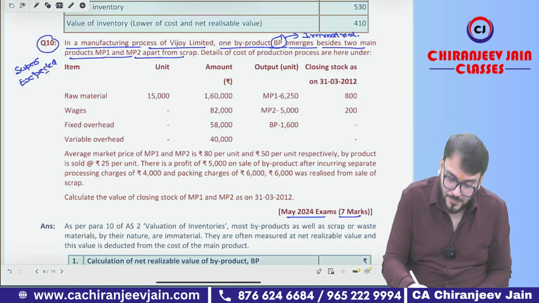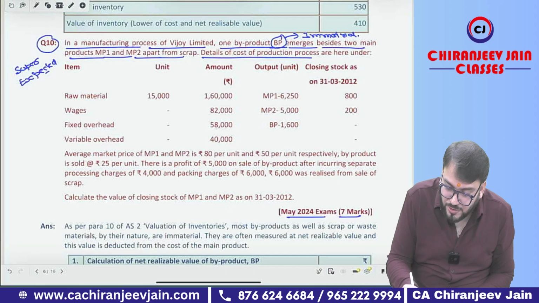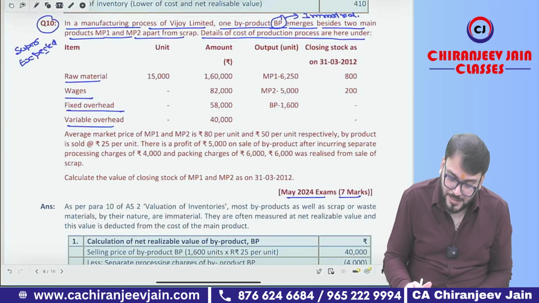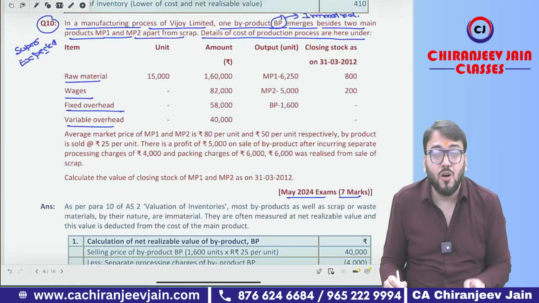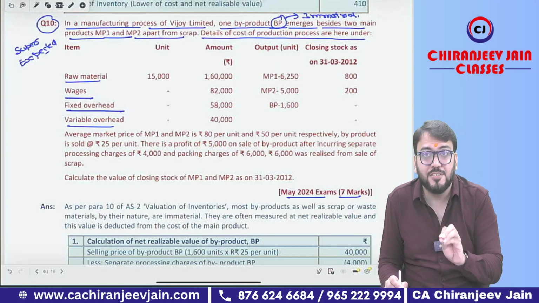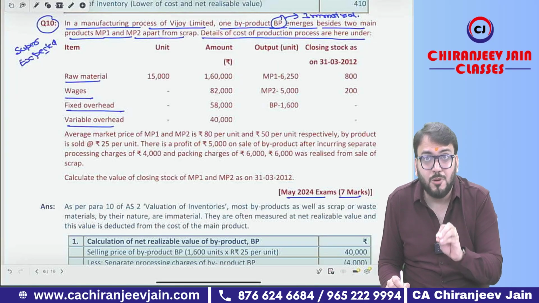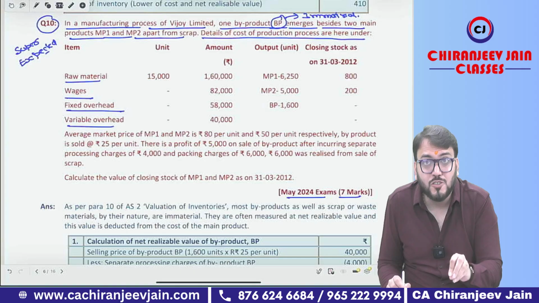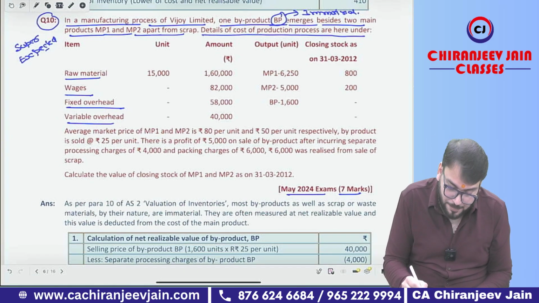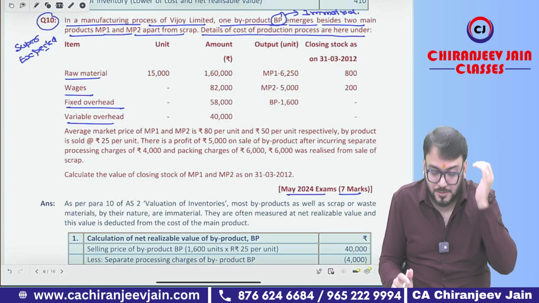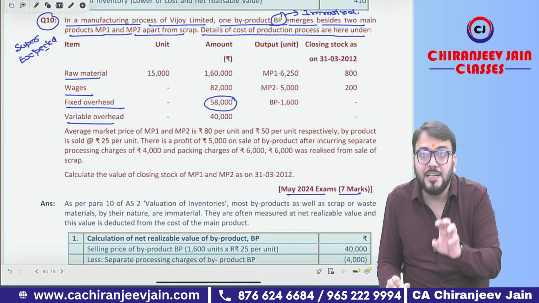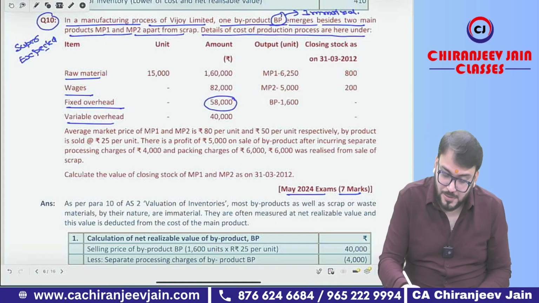Details of cost of production process are hereunder: raw material, wages, fixed overhead, variable overhead. Whenever the question is silent, always assume normal production and actual production are same. If normal production and actual production are same, then the entire fixed overhead will be allocated to the cost price of inventory. In this case, because they have not given normal production, the entire fixed overhead will be allocated to the cost price of inventory.